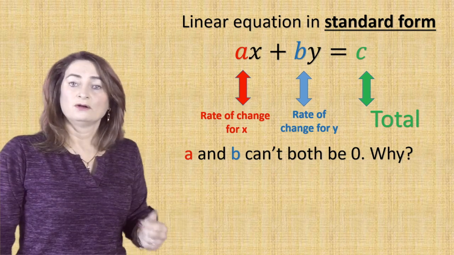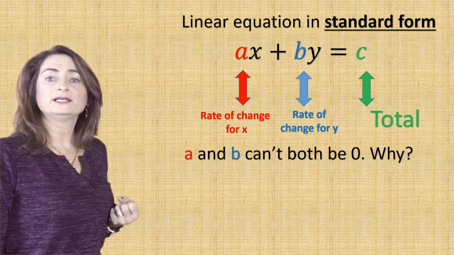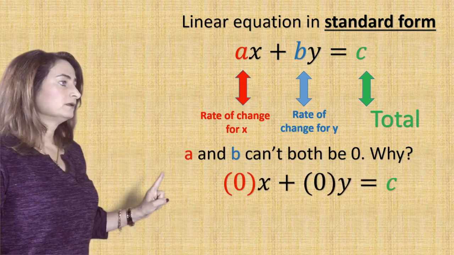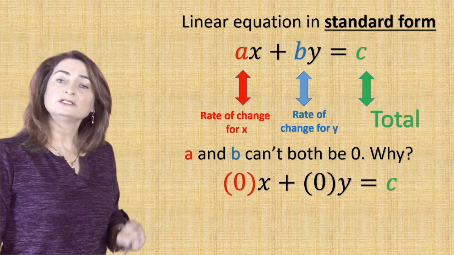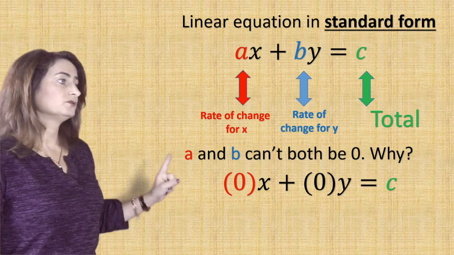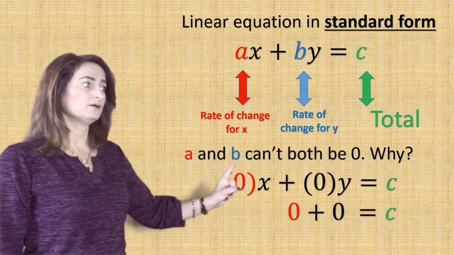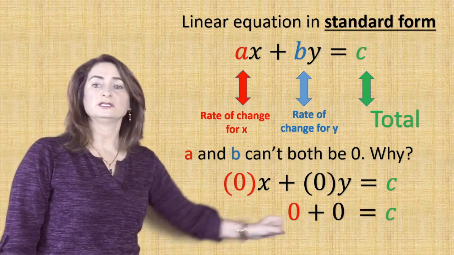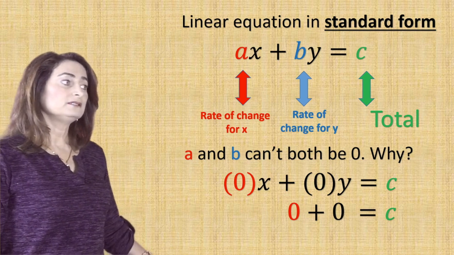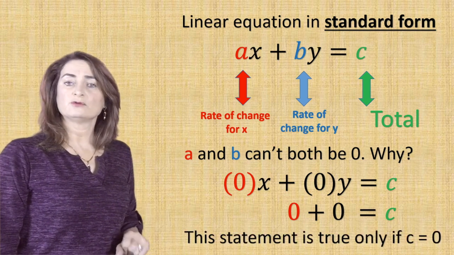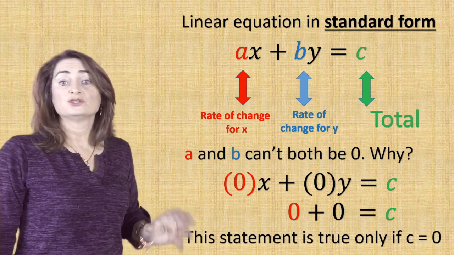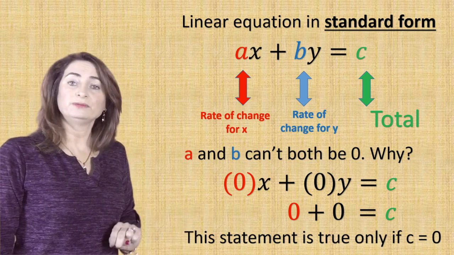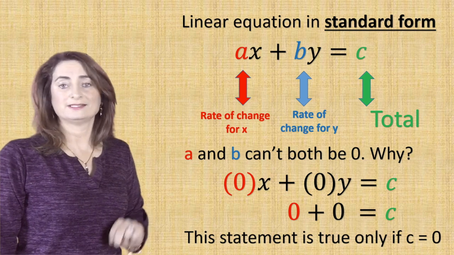Why is that? Watch what happens if we replace a and b with 0. You end up with 0x plus 0y equals c. Any number multiplied by 0 is 0. So 0 times x is 0, 0 times y is 0, equals c. This statement is true only if c equals 0. What if the total is 23? Can 0 equal 23? No. So we can't have both a and b, or both rates of change, as 0.